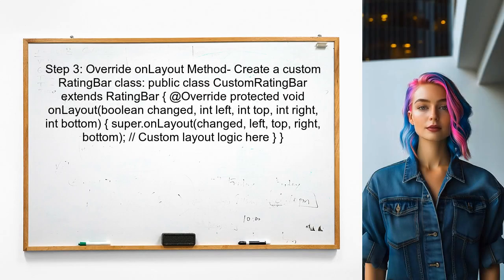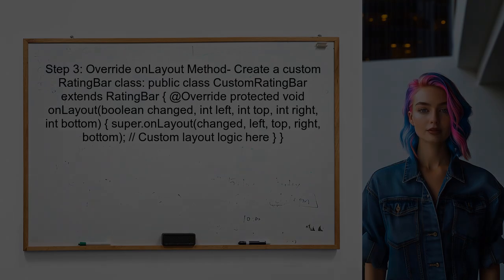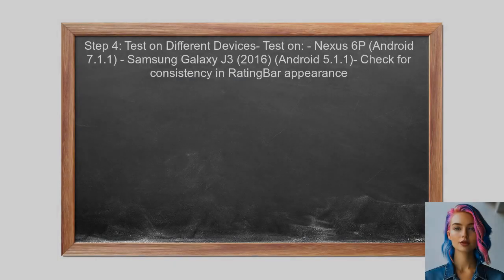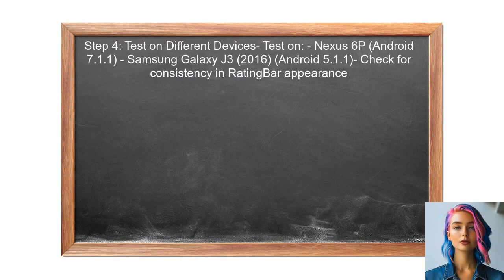Additionally, the user can try overriding the onLayout method of the rating bar to ensure it is drawn correctly. This can help in fixing any layout issues that may cause the semi-transparent appearance. Finally, the user should test the application on different devices to ensure consistent behavior across various Android versions. This can help identify if the issue is device-specific.